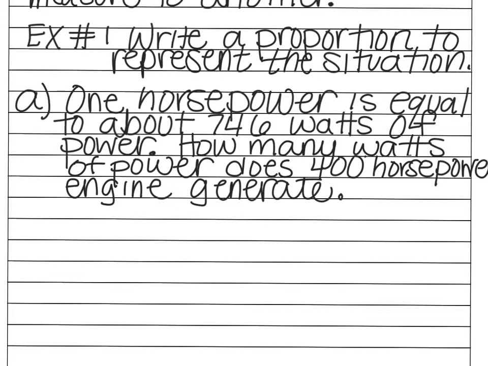The first example says, write a proportion to represent the situation. And then we are actually going to solve this at the end. So I'll add that we're going to solve this. I'll put and solve. So here's the first one. It says 1 horsepower is equal to about 746 watts of power. How many watts of power does 400 horsepower engine generate?